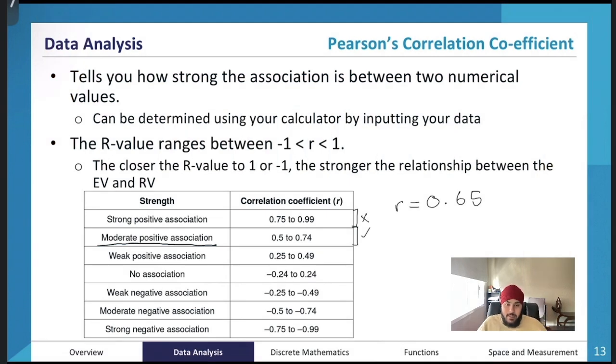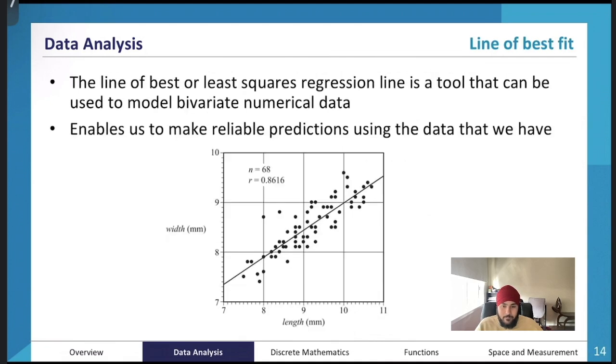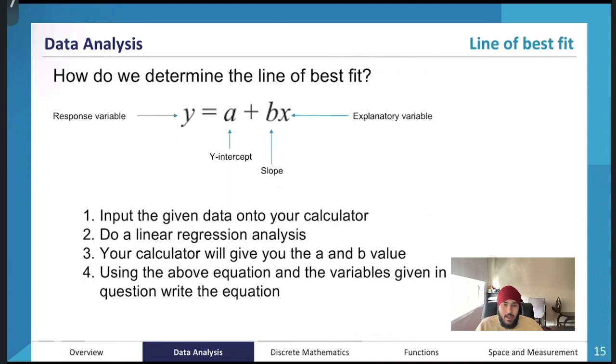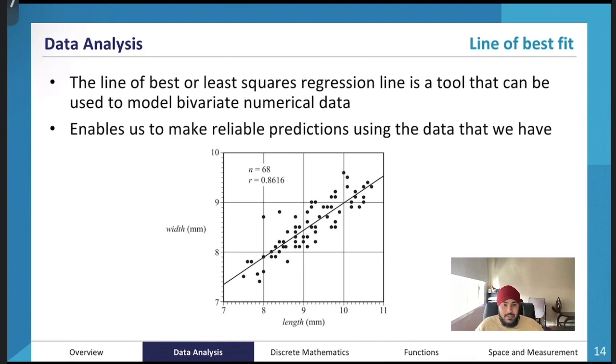Okay, so now let's look at the line of best fit. The line of best fit is basically a line that we usually draw for a scatter plot that allows us to model the relationship. What a line of best fit, or what we call in Year 12 the least squares regression line, is basically a line which is sort of like the average of all of the points, essentially.